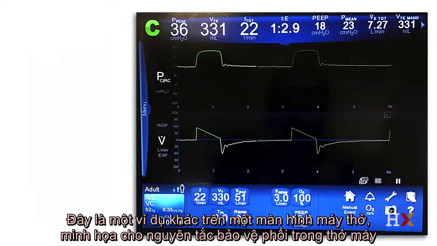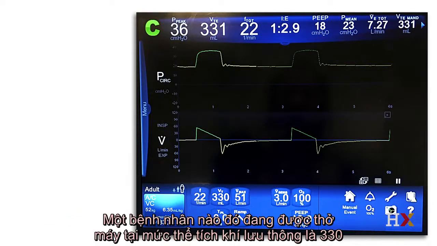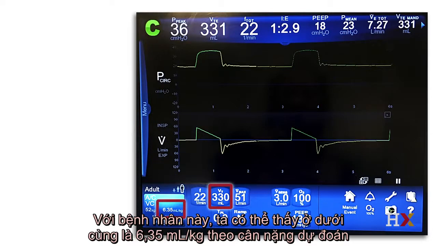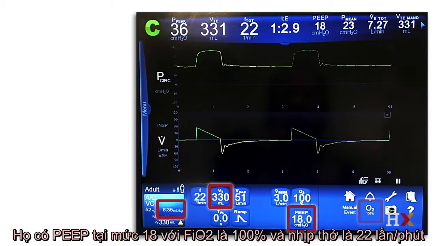Here's another example of a ventilator screen illustrating the principles of lung protective ventilation. Somebody who's being ventilated at a tidal volume of 330, which for this person, we can see at the bottom is 6.35 milliliters per kilogram of their predicted body weight. They are on 18 of PEEP with 100% FiO2, and they're at 22 breaths per minute.